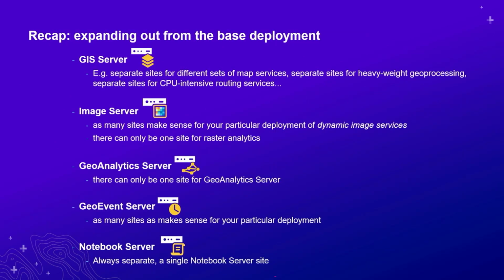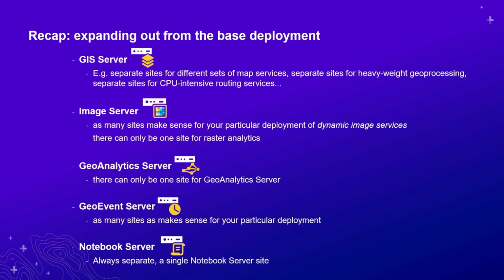So to recap a little bit, this is kind of the cheat sheet for everything that I've just talked about. When you're expanding out from your base deployment, you can add as many GIS server sites as you want. You can have separate sites for many different reasons, and this is something to carefully consider if you're running into capacity issues. For image server, you can also have as many sites as makes sense for your deployment of dynamic image services. However, it follows the Highlander model, where there can be only one site for raster analytics for your raster hosting site and things like that.